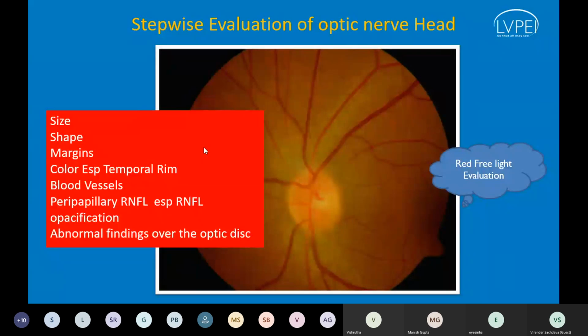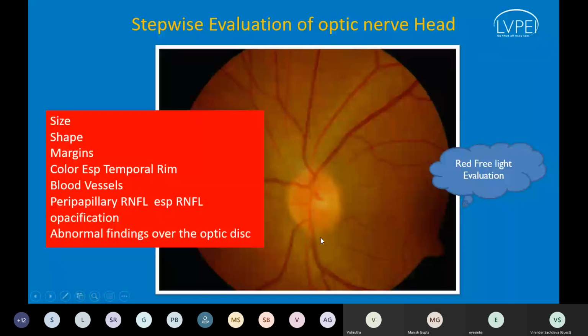We always look at the optic disc in a stepwise manner. Before we go to the optic disc as such, we should first look at the media, whether it is clear or not, and how the adjoining retina is. Then when you come to the optic disc, look at the size of the disc, the shape of the optic disc, look at the margins, whether they are well defined, whether there is any abnormality there, the color, especially that of the temporal rim, look at the blood vessels, and look at the peripapillary RNFL.